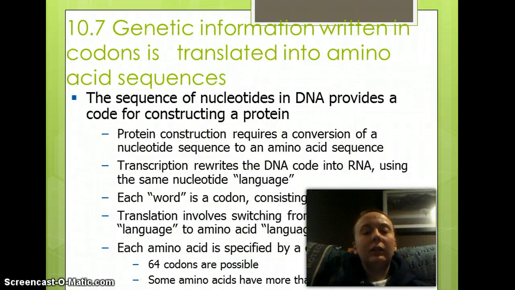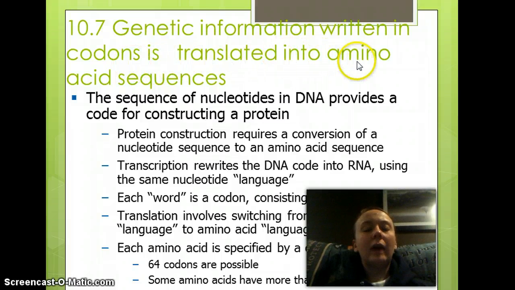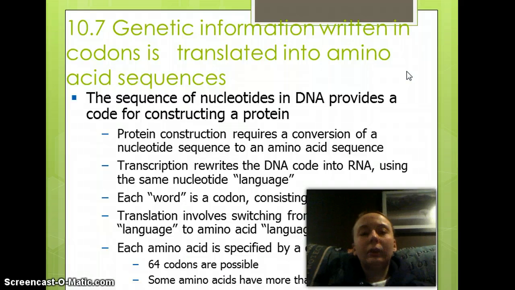So genetic information is written into codons. Those codons are a set of 3 nucleotides, such as A, C, T. And then those sets of 3 nucleotides are going to be translated into an amino acid. So remember how proteins are broken down into amino acid sequences, and a long chain of amino acids can be considered one protein. So the sequence of nucleotides in that DNA is what eventually constructs the proteins in our body. So making a protein is going to require a conversion of nucleotide sequences into an amino acid sequence.